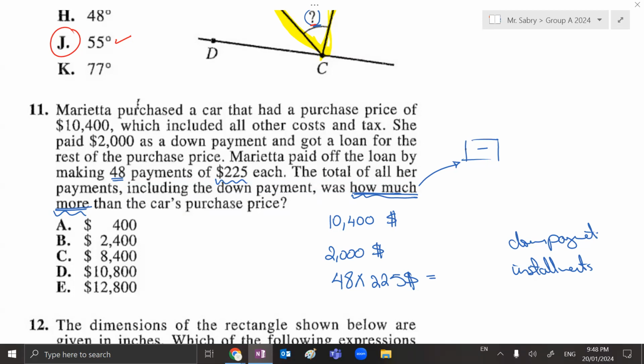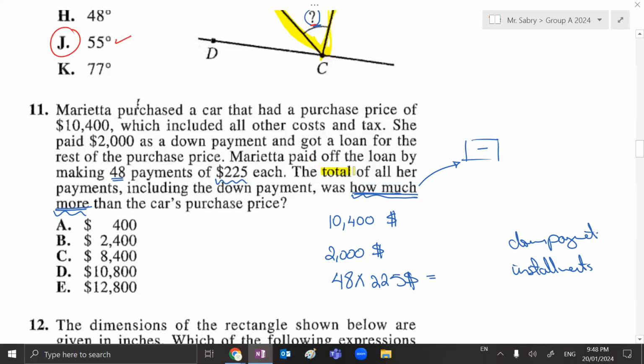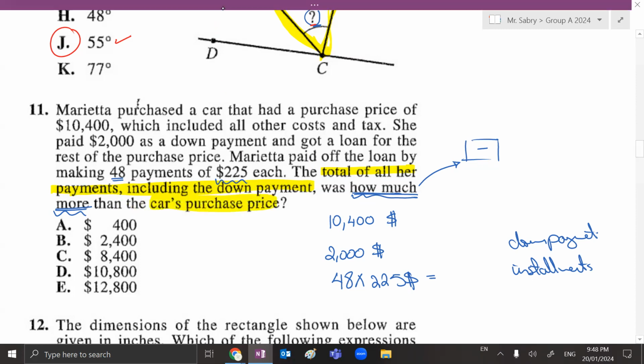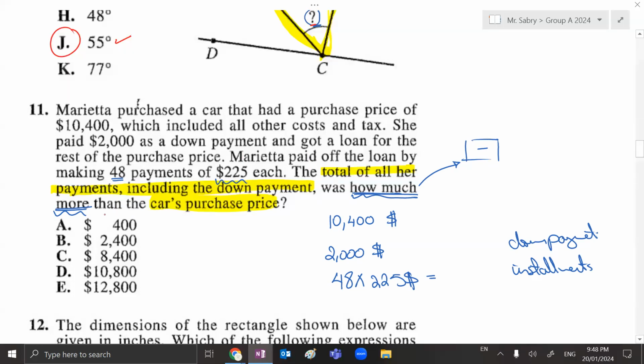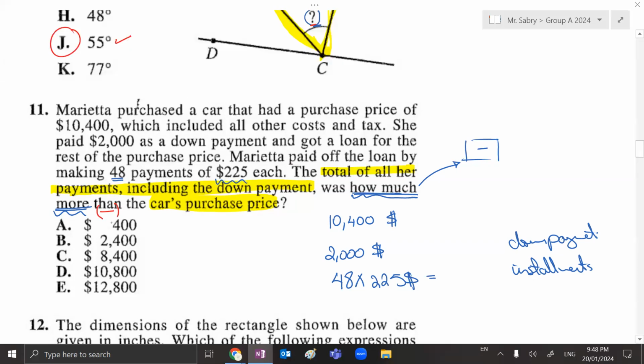What are the two things? First is the total of all her payments, including the down payment. Then the second thing is the car purchase price. So what comes before the word than minus what comes after the word than. That's how we know I'll do A minus B. Than means minus. So first of all I'll get the total of all her payments.